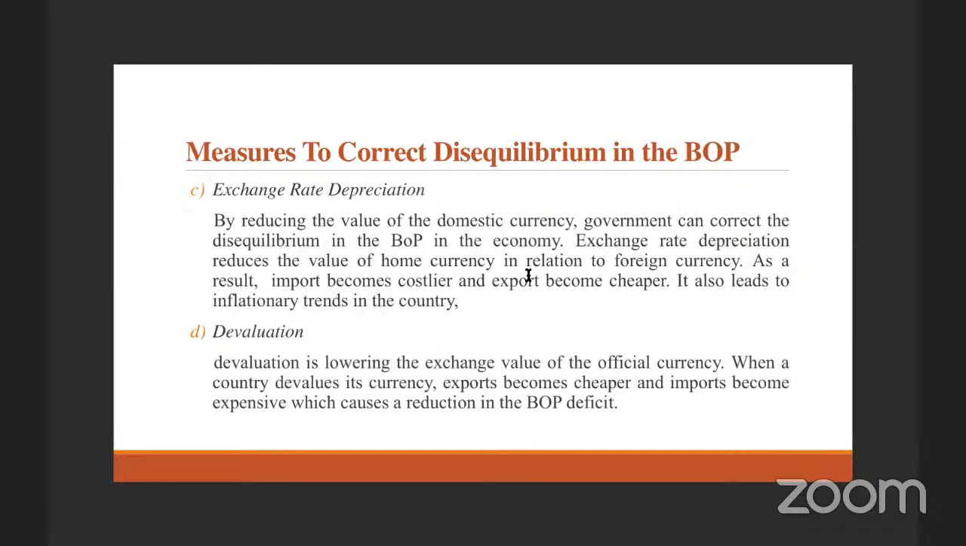Then exchange rate depreciation. What is this? Devaluation is one of the measures. What is devaluation? If you reduce your rupee value against foreign countries' currencies, what happens? They will be encouraged to buy more and more Indian products because the Indian products become cheap. When that happens, the exports increase. When exports increase, what happens? Income flows into the economy. As a result, the BOP results in a favorable balance. Surplus BOP we will get.